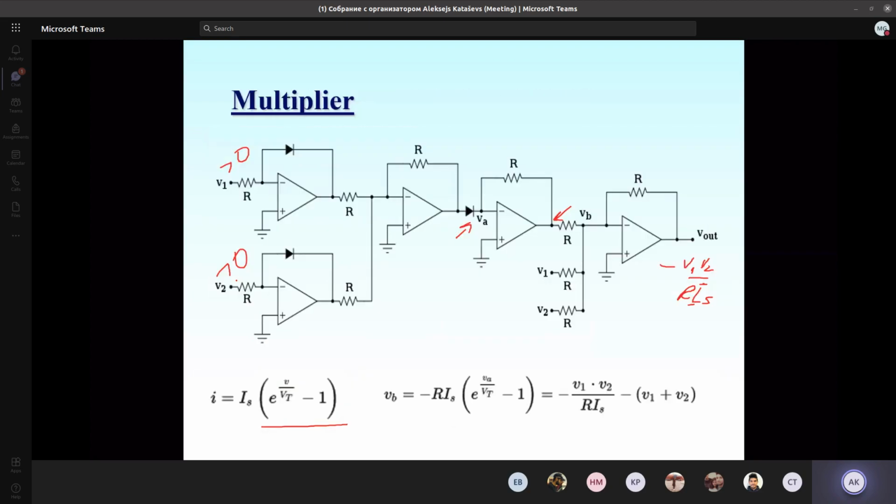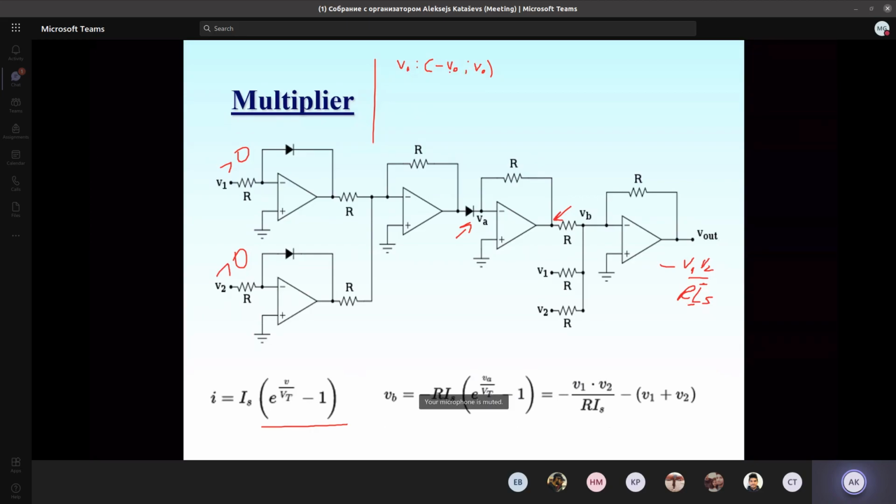To work with non-positive V1 and V2, what could we do? If we're going to multiply V1, which is in the range of minus V0 up to V0, so we want to work with voltages in this range, both V1 and V2.